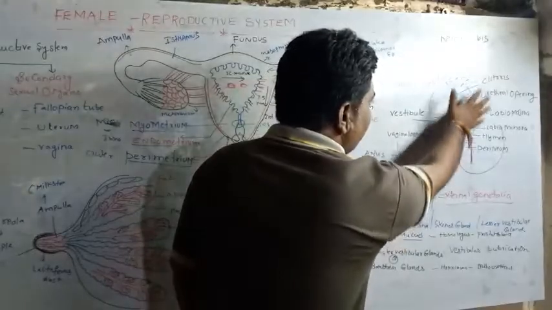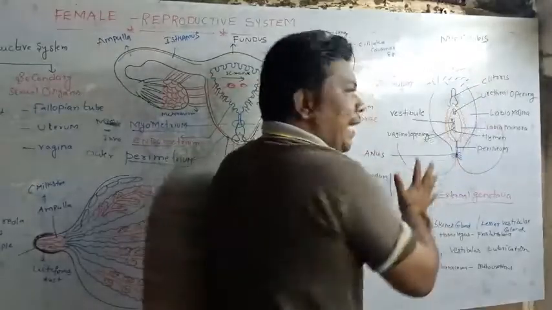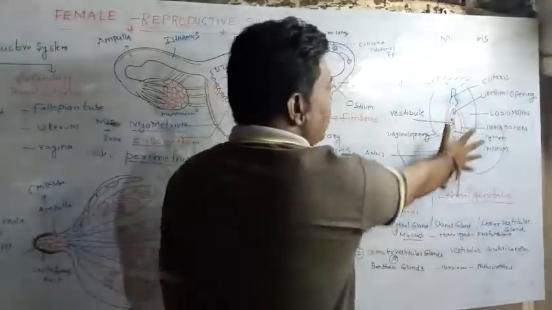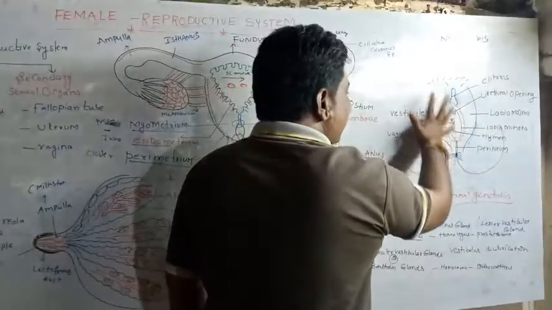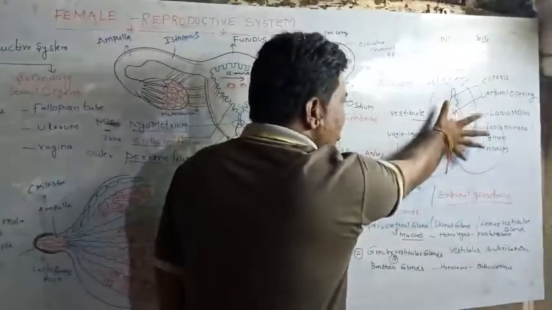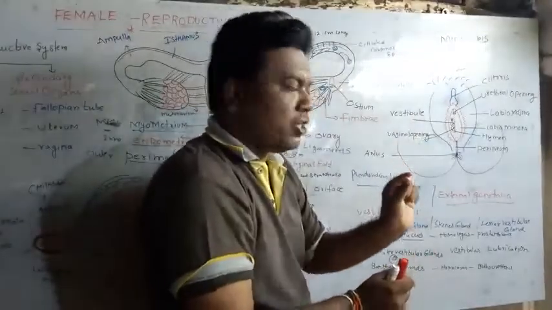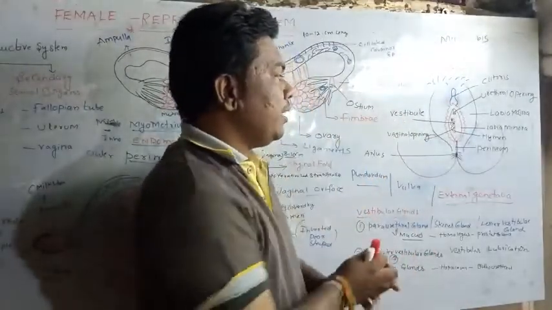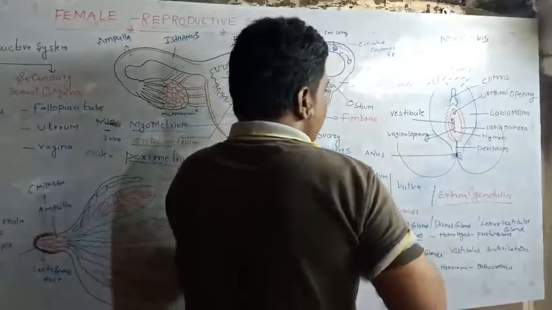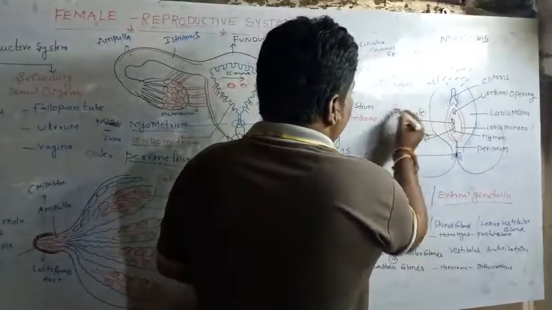You can see here the complete diagrammatical representation of the female external genitalia. At the center point, it has a depression, and that depression is called the vestibule. So here I am writing: this is the vestibule.